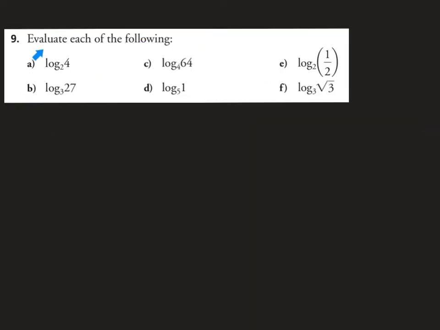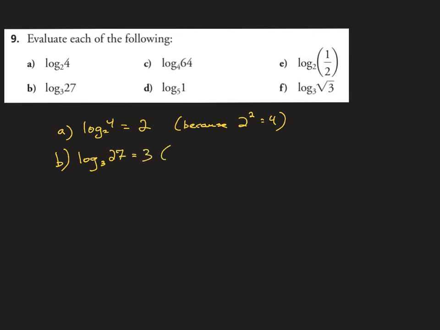All right, number 9, evaluate each of the following. So log of 4 base 2. So basically we're saying 2 to the what gives me 4? The answer is 2. So A, log of 4 base 2 is equal to 2, because 2 squared equals 4.